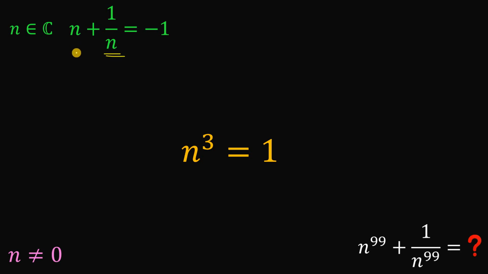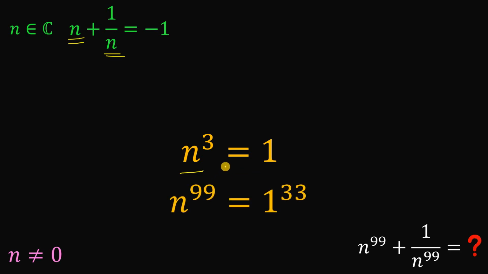You can use the quadratic formula and solve for the value of n. And here, for n cubed equals 1, we have 3 possible values of n, and 2 of those roots are the complex values of n that satisfy the equation n plus 1 over n equals negative 1. But if we cube that complex value of n, we end up with n cubed equals 1. So 1 here is not necessarily a root of n plus 1 over n equals negative 1. Alright? Now, we will use this concept to answer this question because we know n cubed equals 1.